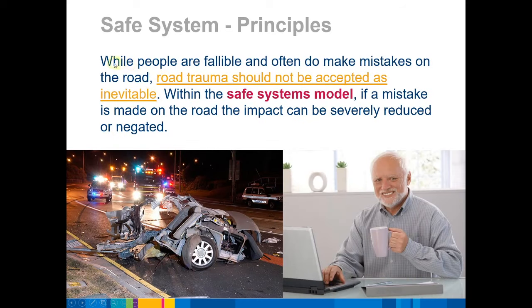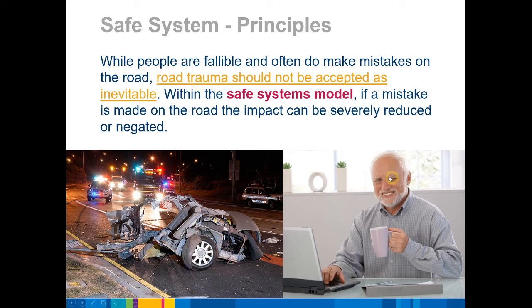So we recognize that people make mistakes, people are fallible, they often do make mistakes on the road, but we say that road trauma should not be accepted as inevitable. Despite the fact that we know that people will make mistakes, we shouldn't just say, oh well, that's just the cost of doing business. That's why they've sort of stopped calling it a road toll. The concept of a road toll seems to imply that the toll is what you pay so that you can have a transport network. But the toll is measured in dead human beings, and we don't want to pay that toll. We don't want to think about it like that.